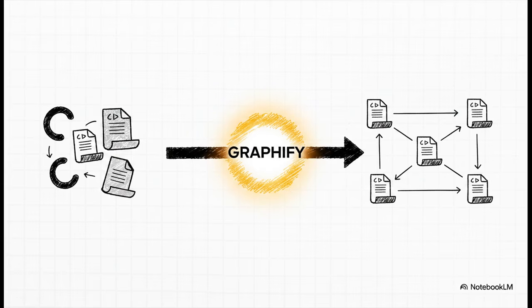So the key takeaway here is pretty simple. Graphify provides the missing link. It transforms a flat, disconnected pile of files into a rich, interconnected map of knowledge, a map that an AI can finally navigate and truly understand.